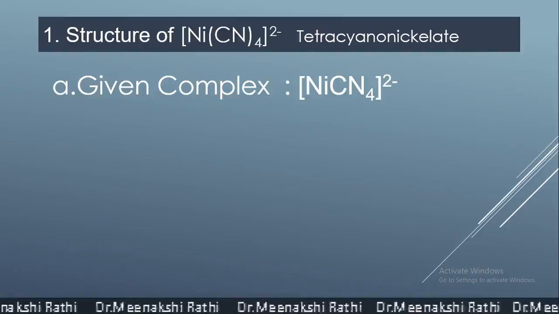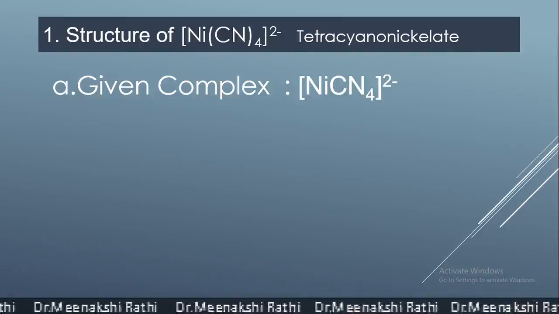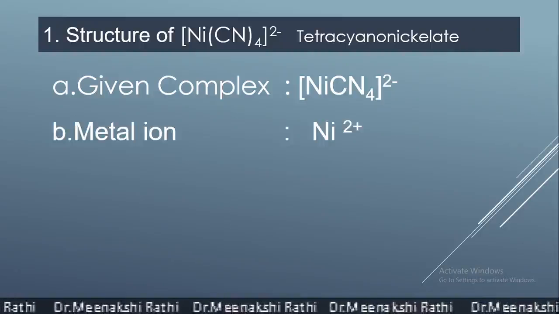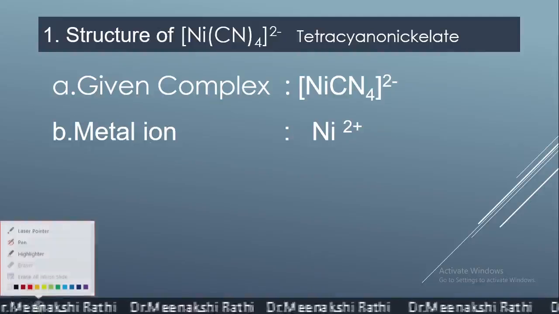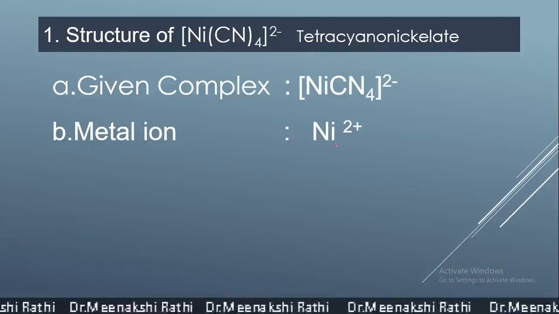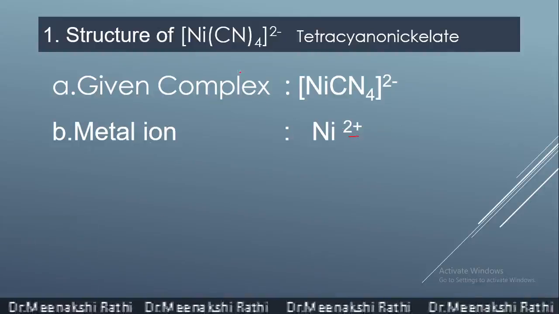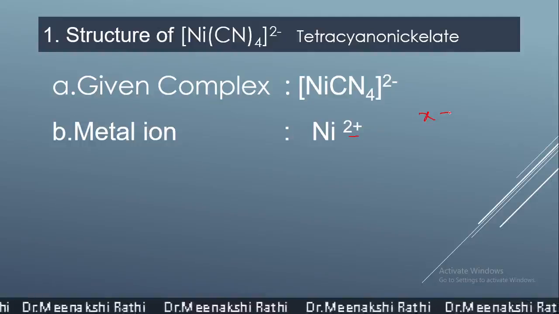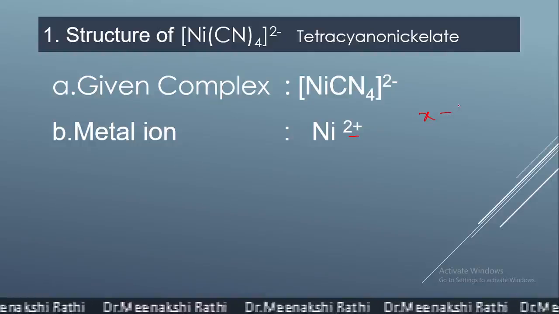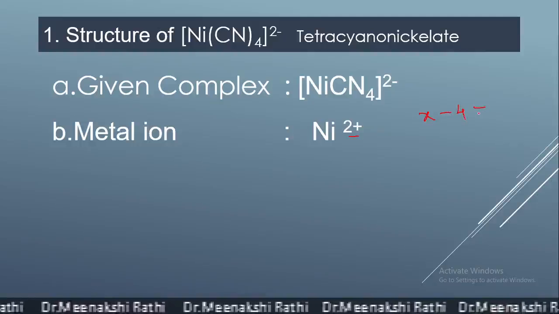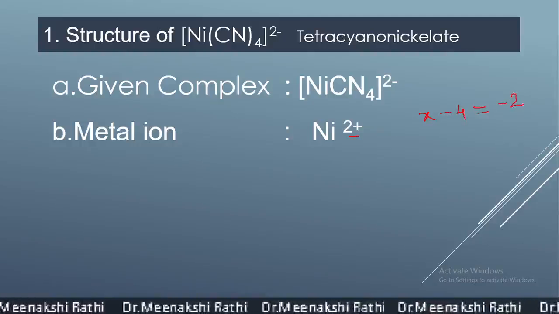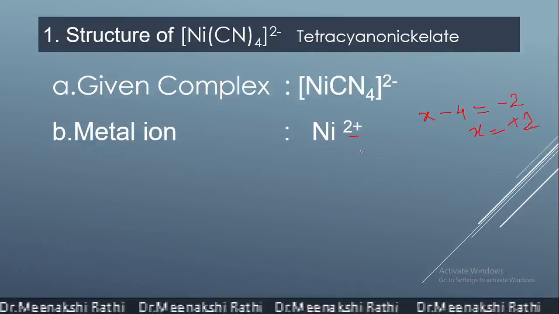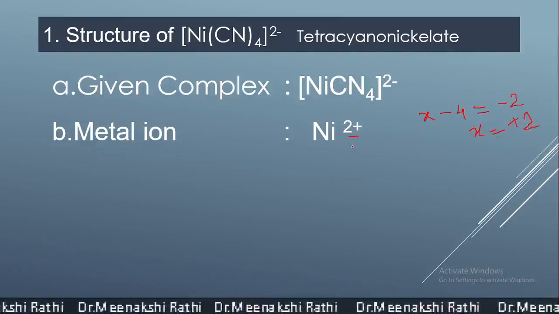The given complex is [Ni(CN)4]2-. What is the central metal ion? Ni2+. How to calculate the charge on the metal ion? I already explained this. Here for Ni we can take x. For one cyanide the charge is -1, so for 4 cyanides it is x - 4 = -2. So x is equal to +2. So Ni has a +2 charge.